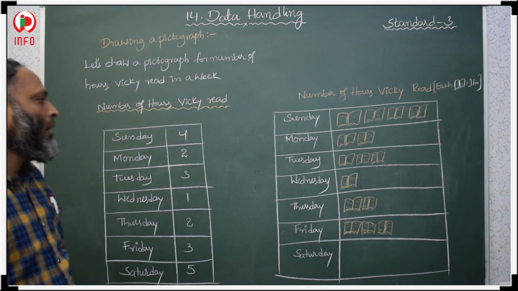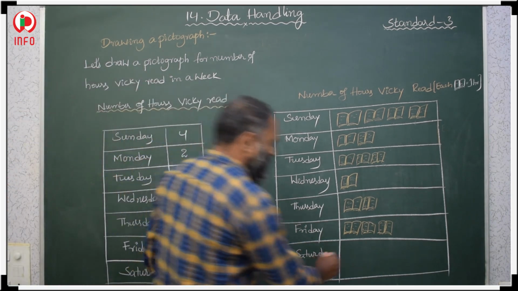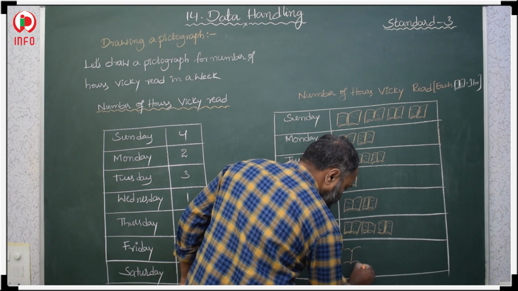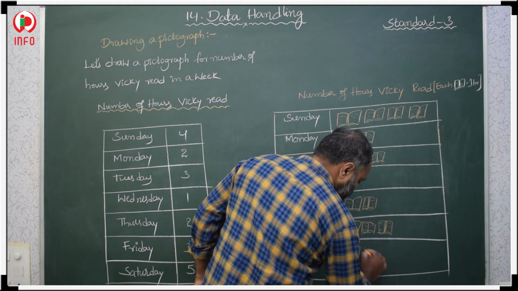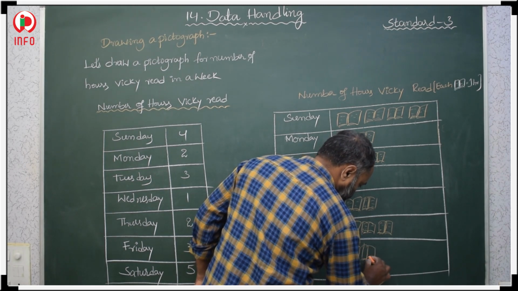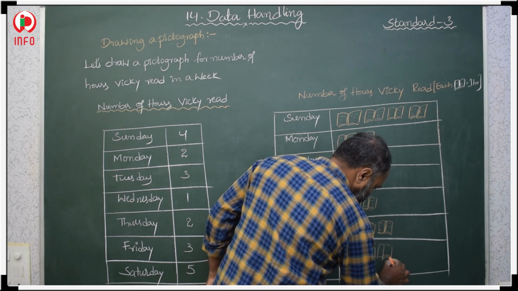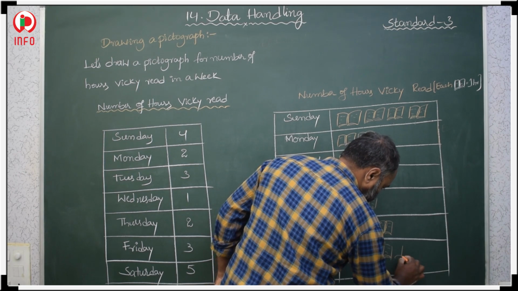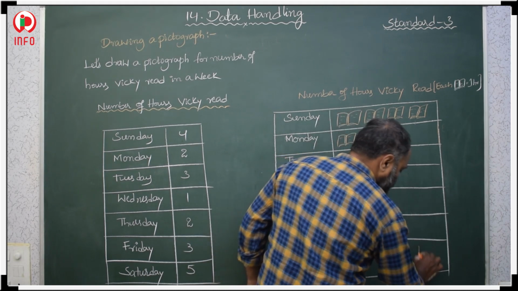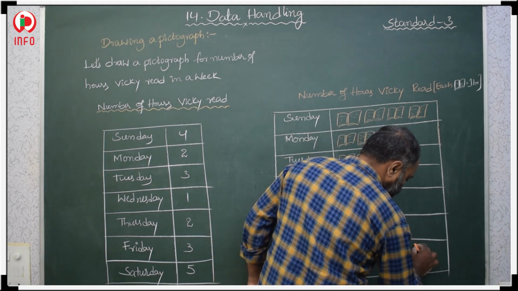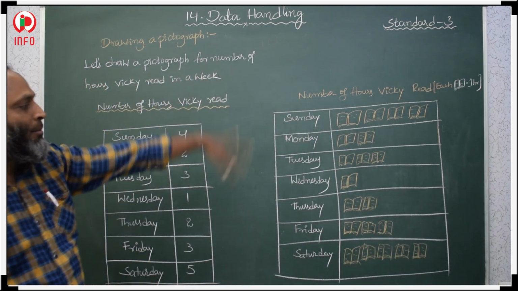Three books. Next, on Saturday, 5 hours means 5 books. One, two, this is the third book. Fourth book and fifth book. 5 books. Okay, so this is about a pictograph.